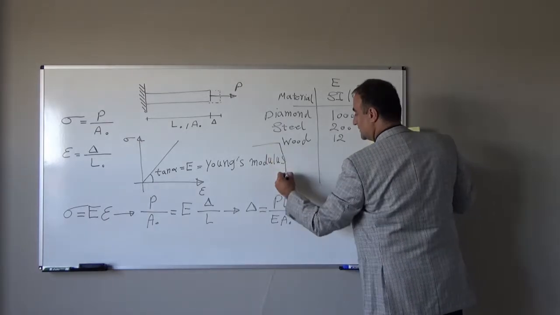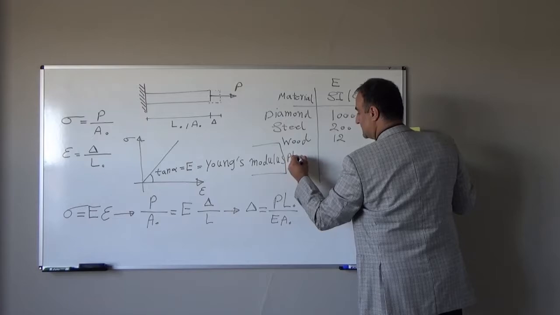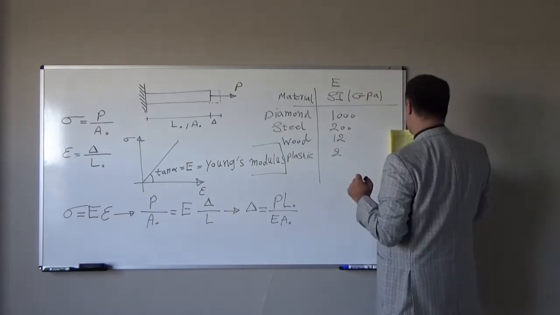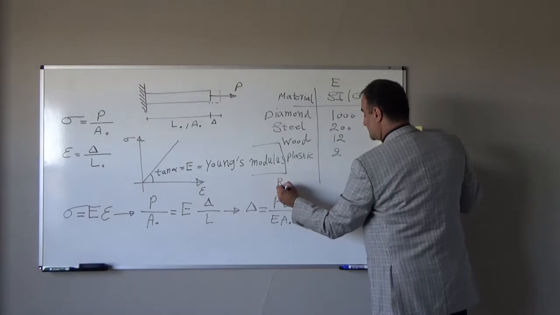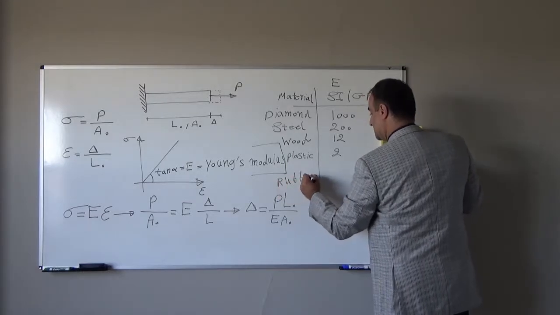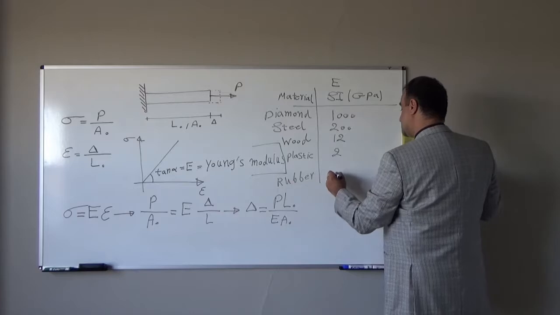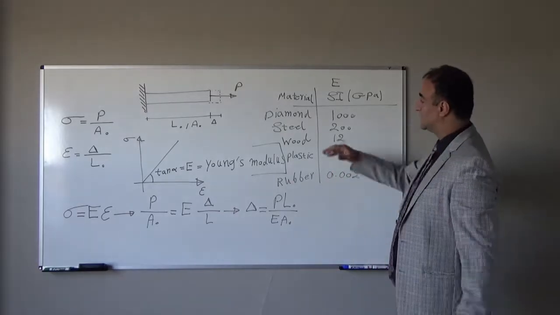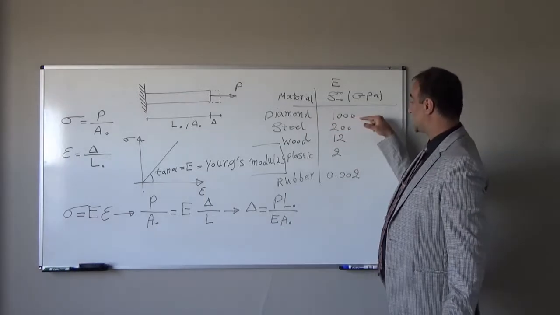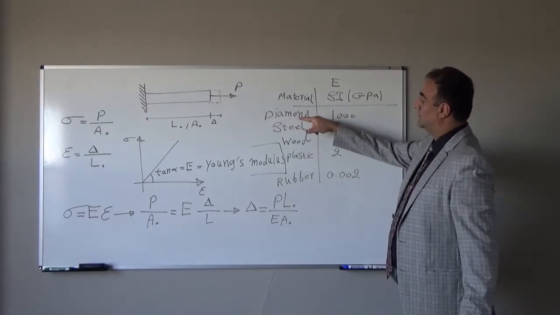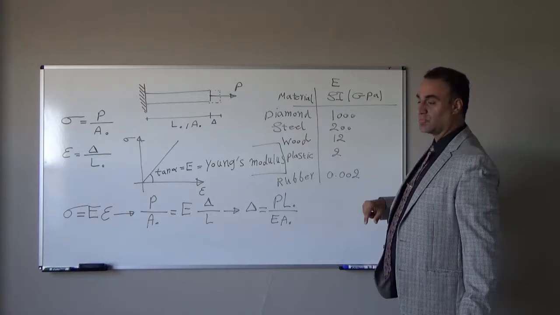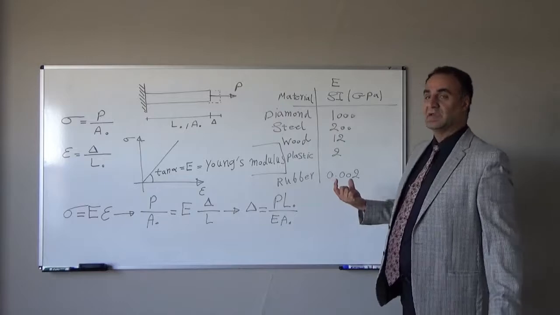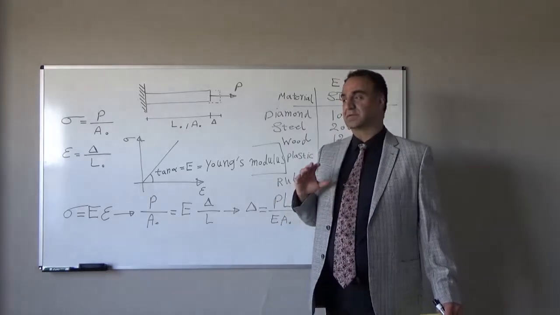For plastic, it is around 2 gigapascal, and for rubber, Young's modulus is 0.002 gigapascal. You see diamond stiffness is much higher if we compare diamond with steel or wood, and it makes sense. The way we measure it, I will explain later in another lecture.